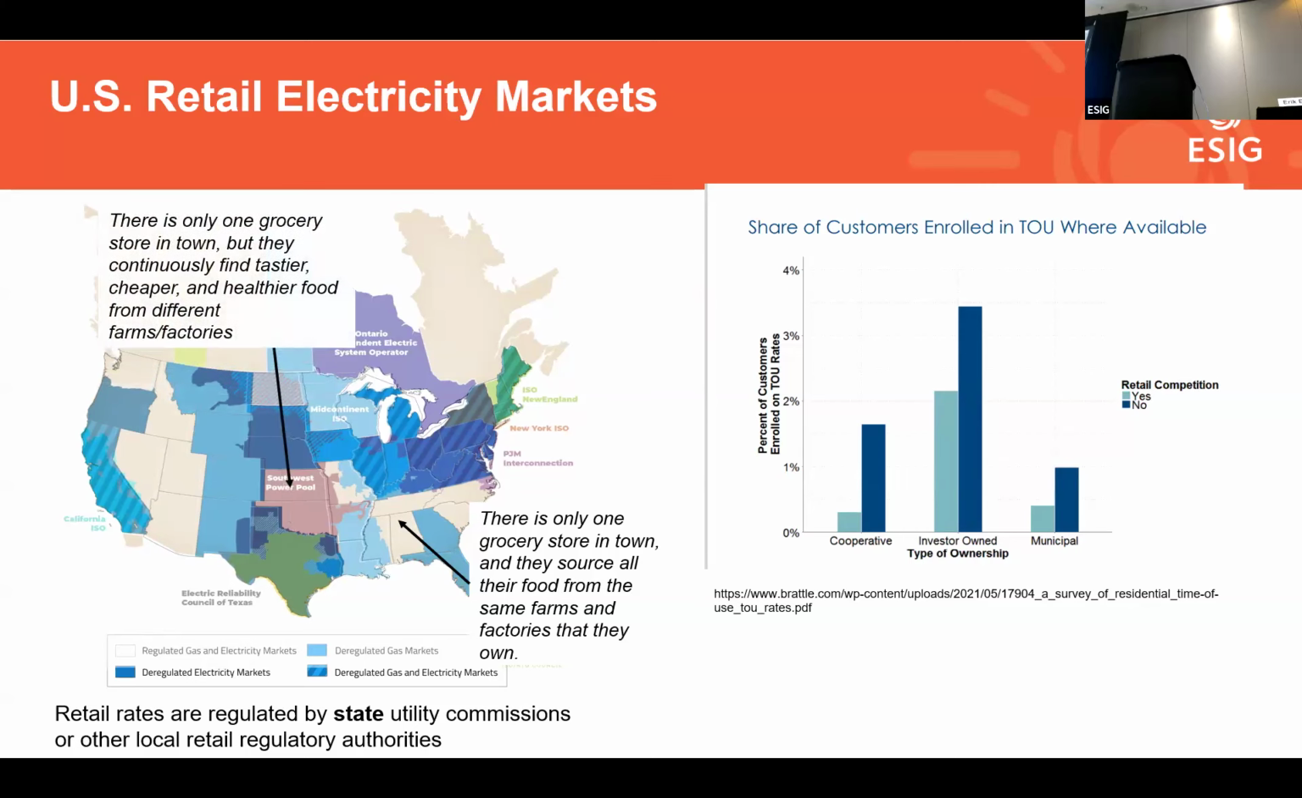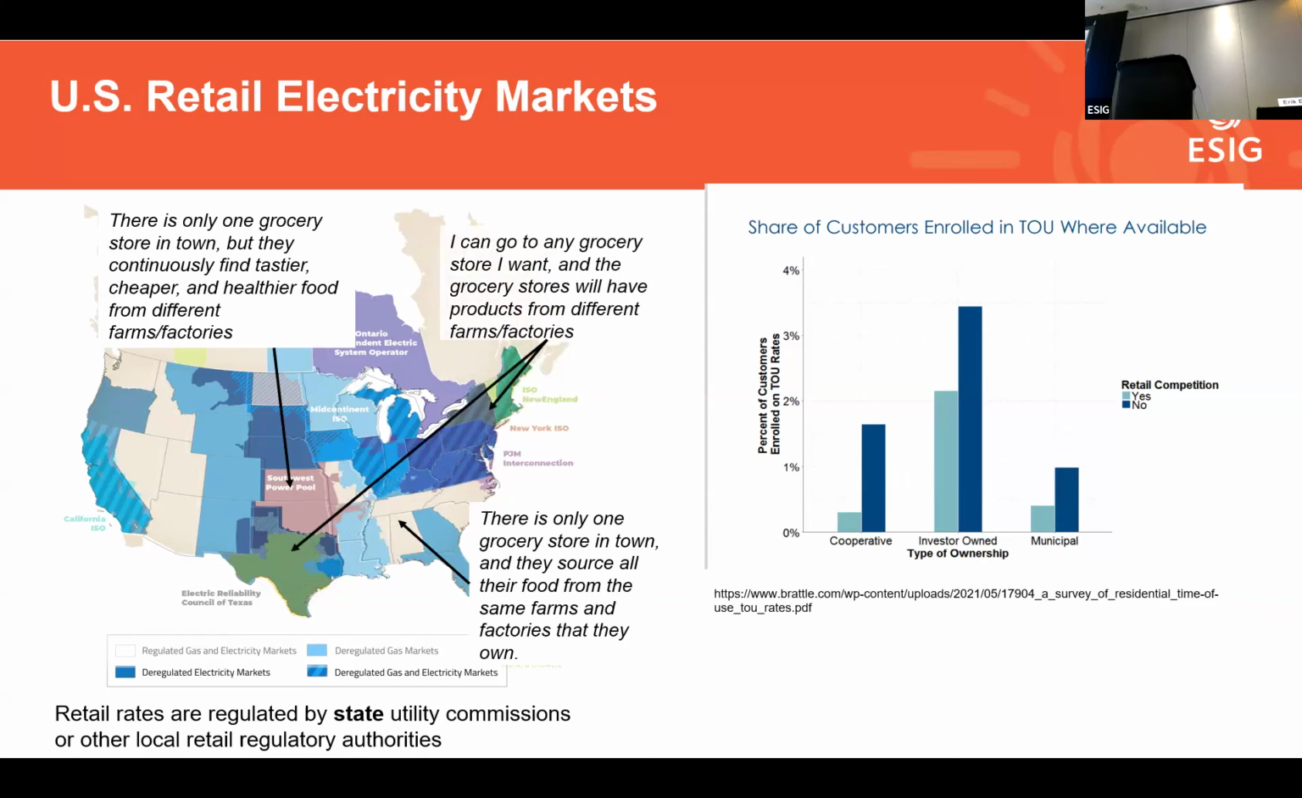Another option: there are states without that retail restructuring but that are in an ISO RTO. So it doesn't have the dark blue or the stripe, but you can see there's a region there within SPP. In this region, there's only one grocery store in town, so I have to go to that one local grocery store. But that grocery store is trying to find other products. It may have a couple of different farms, and it's trying to find the cheapest groceries from those farms and factories. So it's only one grocery store, but it has a couple of different options for where it gets its supply.